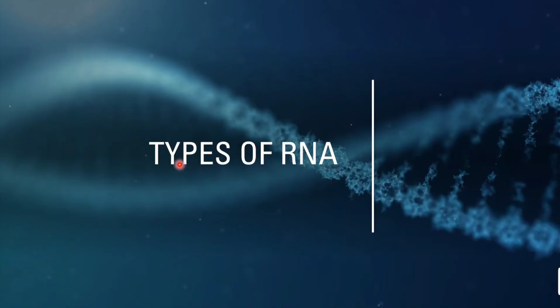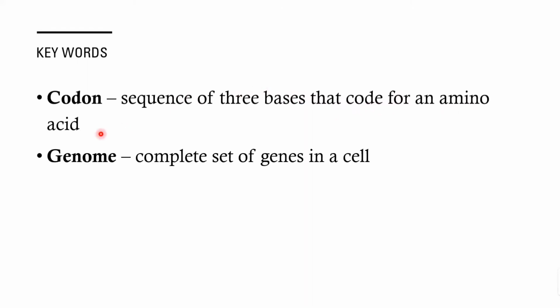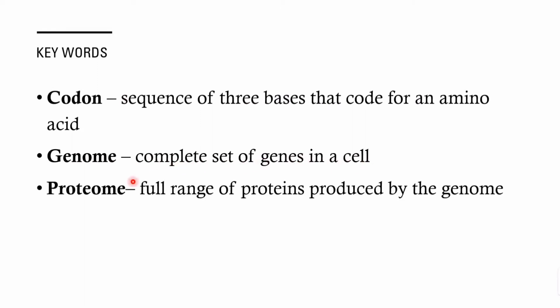Today's video is on the types of RNA. First we're going to have a look at some keywords. A codon is a sequence of 3 bases that codes for an amino acid. The genome is the complete set of genes in a cell. And the proteome is the full range of proteins produced by the genome, which is our complete set of genes.